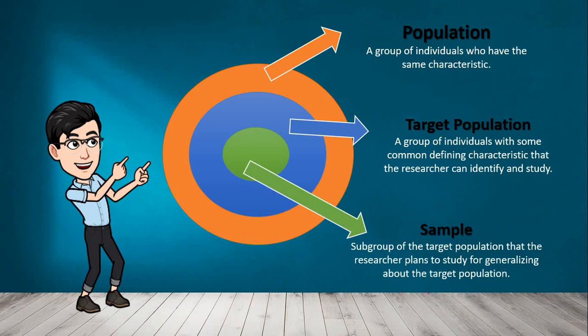But the 3,000 target population is too many, so we should have the sample size or the subgroup of the target population that the researcher plans to study for generalizing about the target population. So we should have, for example, the 10% or 5% margin of error from the target population. So it will narrow down into a number size. It's a smaller size number from the target population.